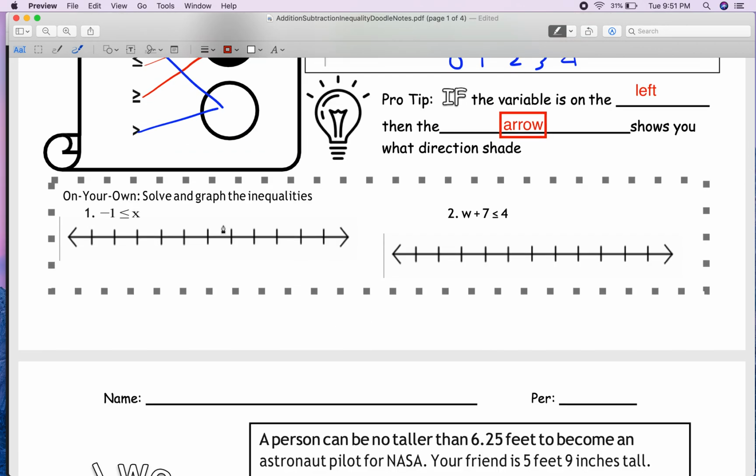All right, go ahead, graph these last two on your own. And when you are finished, you can go ahead and click continue.